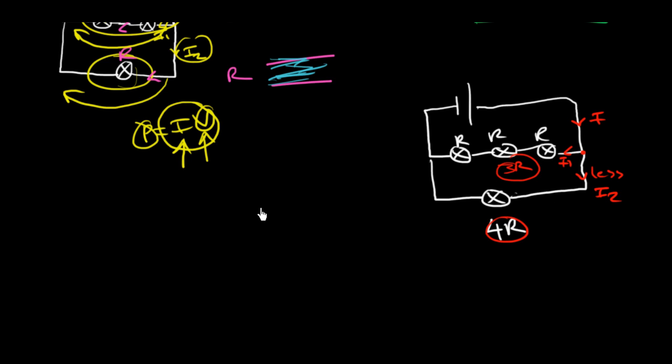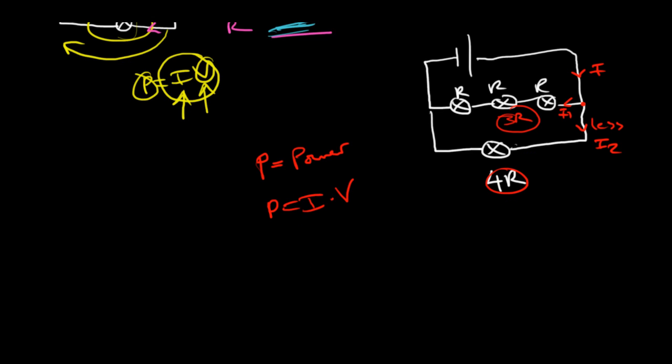But if the question asks you about P, or the brightness, P is power. And that's where the brightness comes from. The formula for power is current times voltage. And so if they ask you about brightness, you've got to talk about both things. You really have to talk about the current, and you've got to talk about the voltage. What's happening with each one?